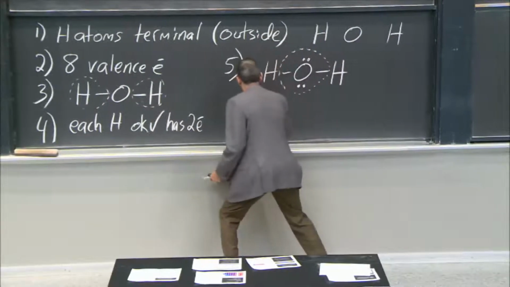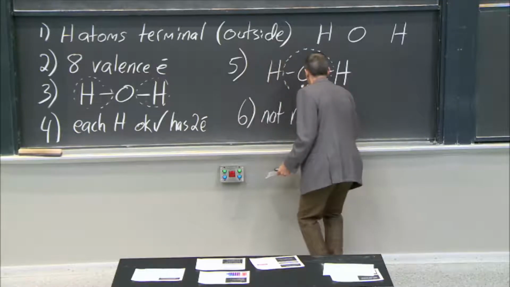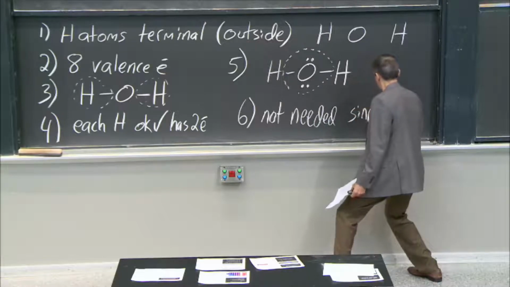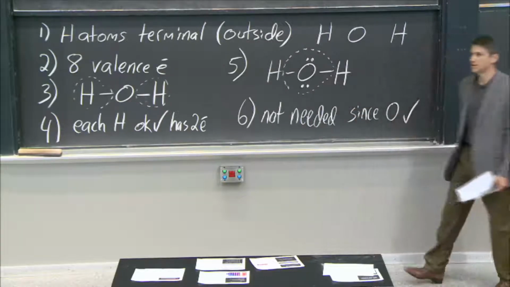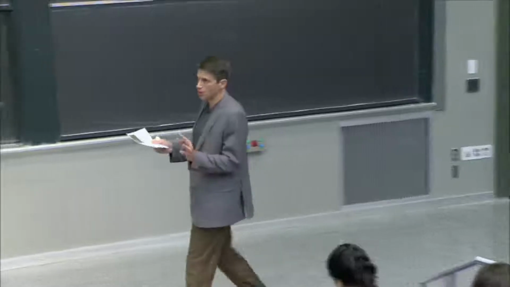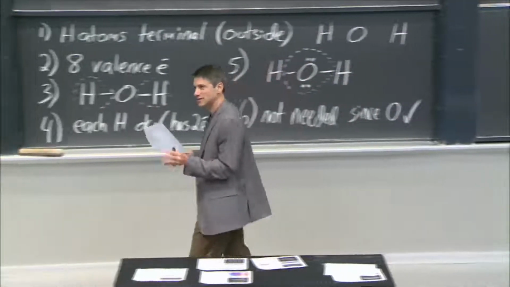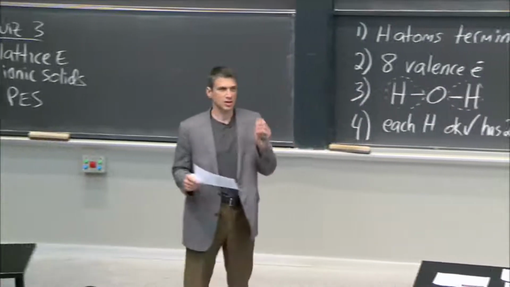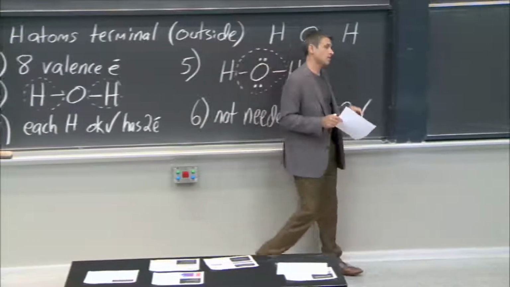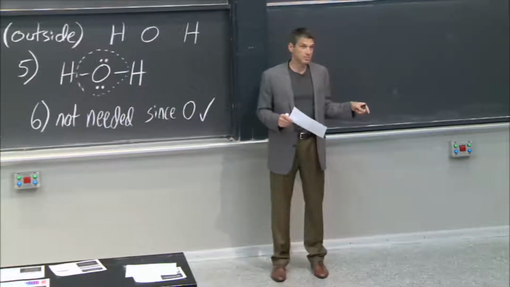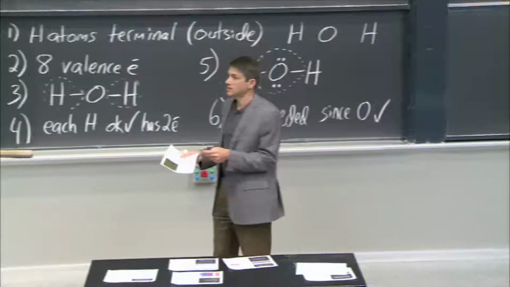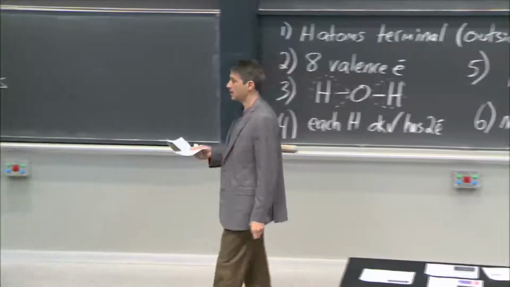So step 6 is not needed, since O is happy, it's got its octet, right? So that was a very slow introduction to how to do a Lewis dot diagram for a molecule, in this case, H2O. Now you may notice I drew it linear. Some of us know that is not the shape of this molecule, but shapes come next week. Right now we're not thinking about shapes.